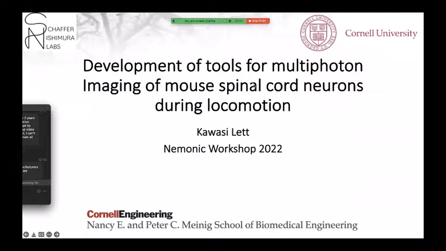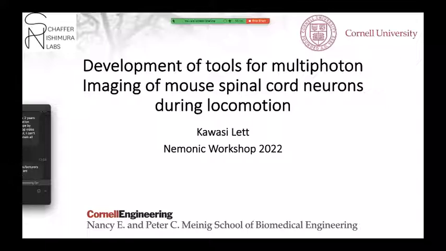All right, so what I want to be talking about is development of tools for multi-photon imaging of mouse spinal cord neurons during locomotion. And it's going to be a bit of an update and some of the future plans that you plan for this project here.